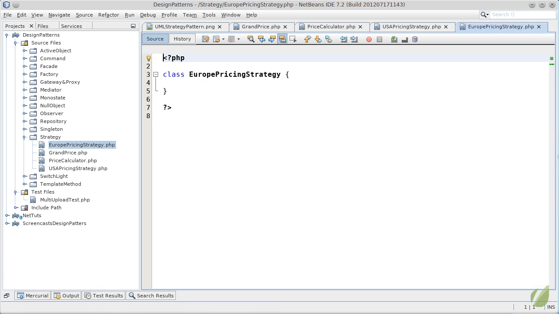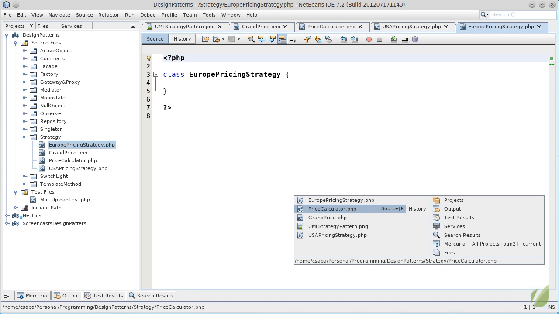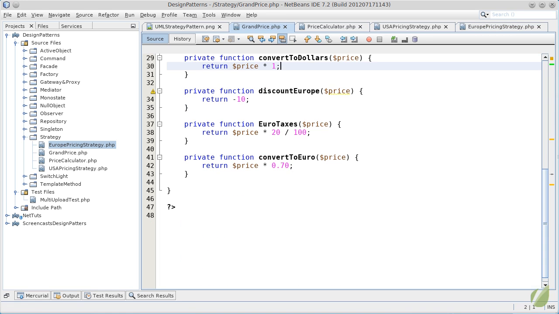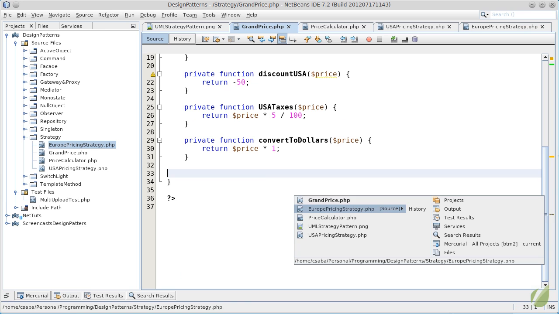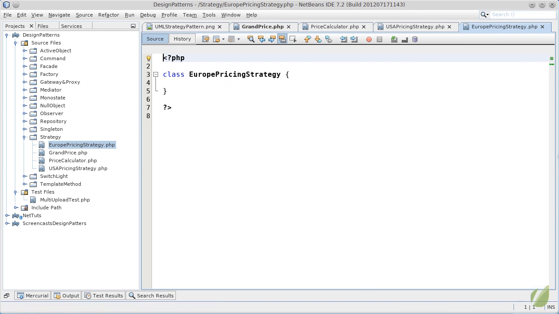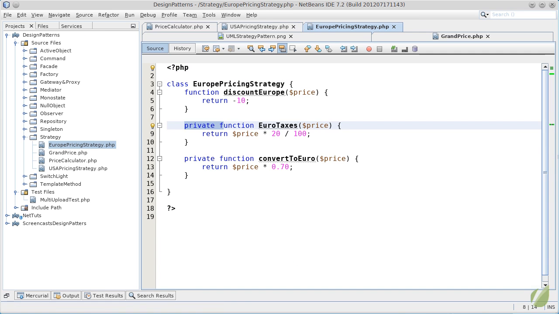Such a class would be the Europe pricing strategy. To implement this, we can take whatever we wrote before in the ground price for Europe and move everything from here into the Europe pricing strategy. Of course, the classes have to be public.